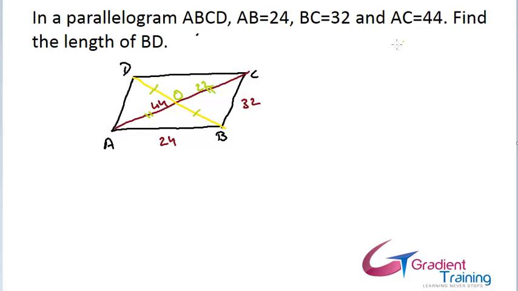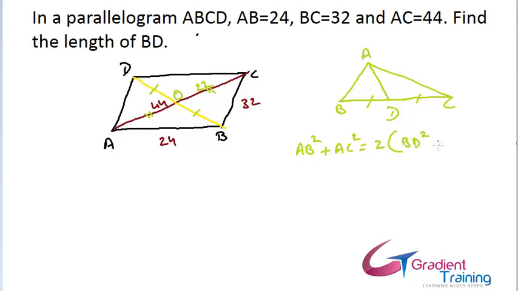So friends, if you recall, in case of triangles we had done something called Apollonius theorem. Apollonius theorem gives us the relation between the length of the sides and the length of the median of a triangle. Let's say this is a triangle, AD is the median, that means it divides the opposite side into two equal halves. So Apollonius theorem tells us that AB square plus AC square, the sum of squares of the two arms of the triangle, is equal to twice of BD square plus AD square.